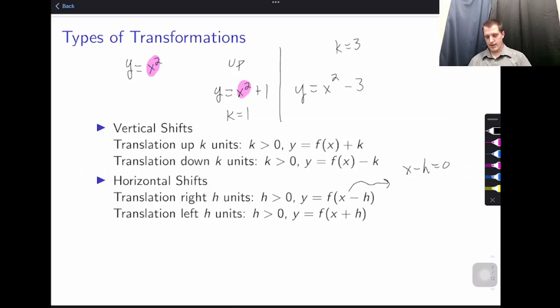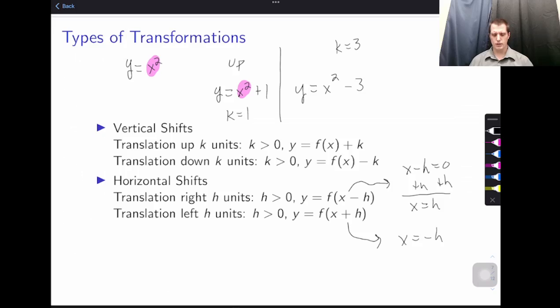And I'm going to go ahead and add h to both sides of the equation and get x is equal to h. Since x is equal to h and it's a positive h, we're going to be moving in the positive x direction, which is the right direction. If we do the same work for this one, it will just simplify to x is equal to negative h, which is then a translation in the negative x direction, or to the left.